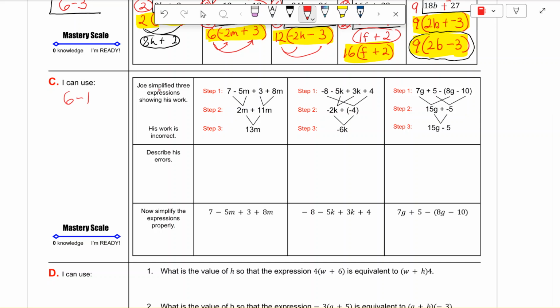So this says Joe simplified 3 expressions showing his work. Joe has 3 steps for each one. His work is incorrect. Describe his errors.